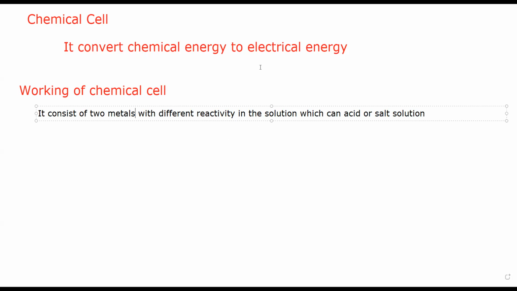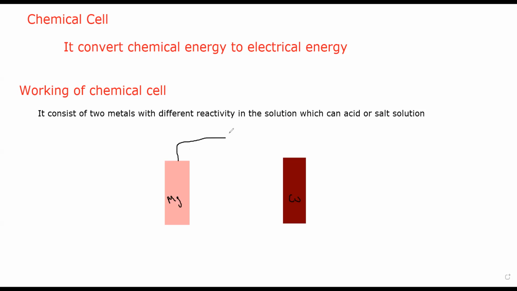So for example, if I take two metals, I have magnesium as one metal, and I took copper as the second metal. So one side is made up of magnesium and the other one is copper. And we connect them via a wire, and we can connect a lamp here because if electrical energy is there, this lamp will light up, just to identify. And it can be present in acid or the salt solution.